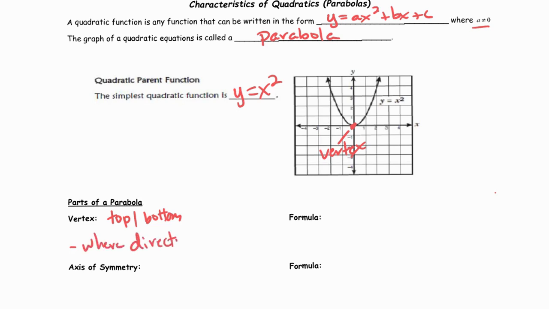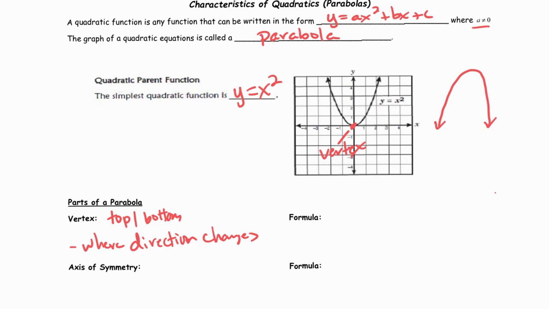So if you look at one, like the example here, if you look from left to right, it's going down until it hits the vertex, and then it starts going back up. Another example, you don't need to write this, would be like this one, where it starts on the left and it goes up till it hits a point, which is the vertex, and then it begins heading back down.